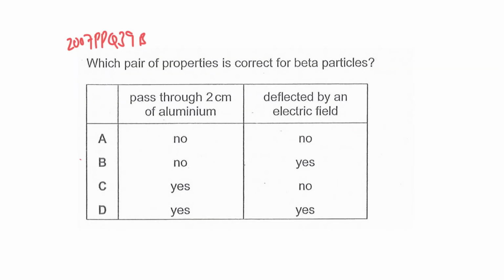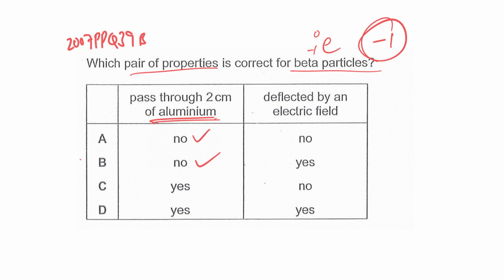In this question, you're asked which pair of properties is correct for the beta particles. Now, just a recap: beta is an electron, so 0 over minus 1, and an electron has negative charge. All right, this is what we know. And beta, as mentioned, is in the middle, so it will be able to pass through air or skin or whatever, but it will be blocked by a few mm of aluminium. So the answer is no, it cannot pass through 2 cm of aluminium. And so these two are wrong.